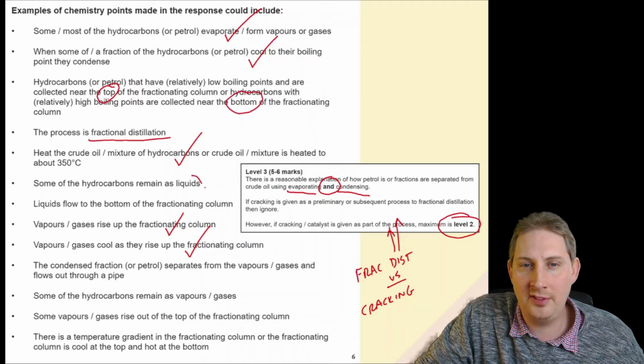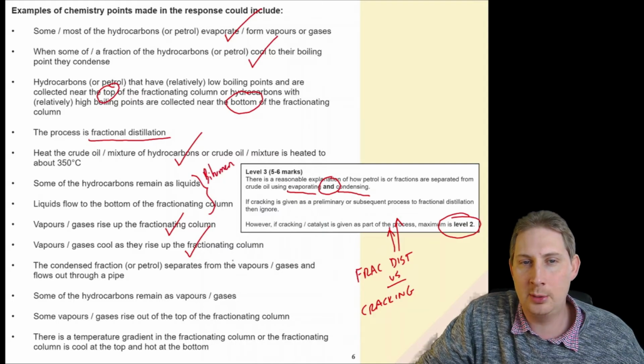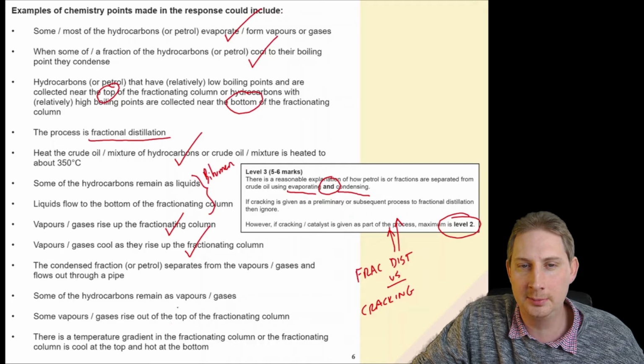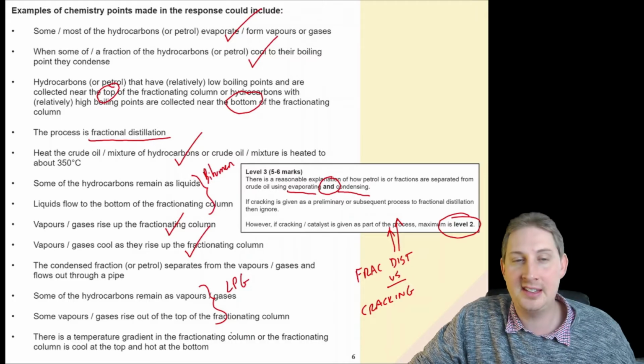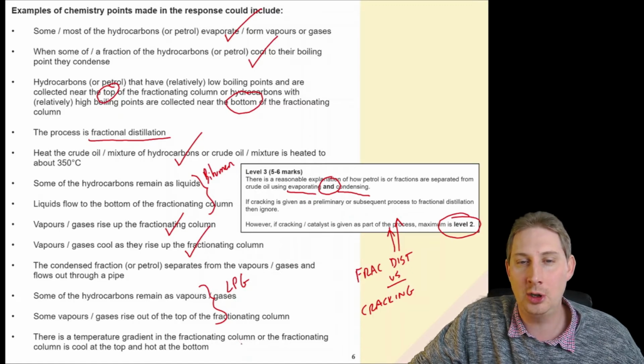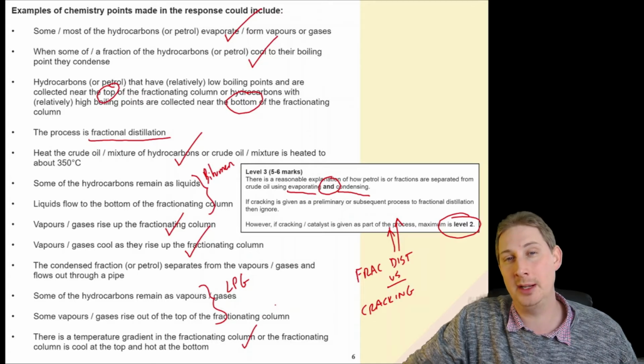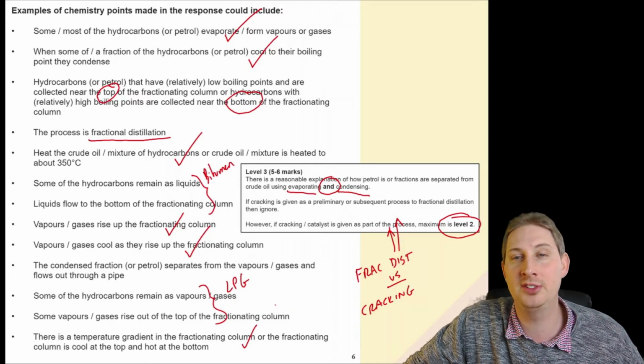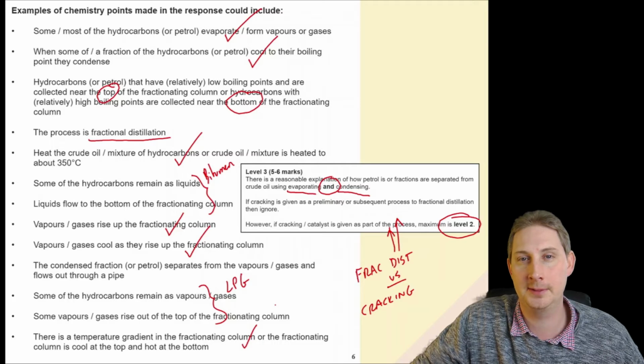Did you talk about the fact that some hydrocarbons, for example bitumen, remain liquid and flow out the bottom of the fractionating column? Did you talk about the fact that some of the hydrocarbons stay as gases even at room temperature and come out at the top of the fractionating column as LPG? Did you specifically say there's a temperature gradient in the column which is cool at the top, hot at the bottom? You really should have been able to get 5 or 6 marks out of that because you have seen this question so many times.